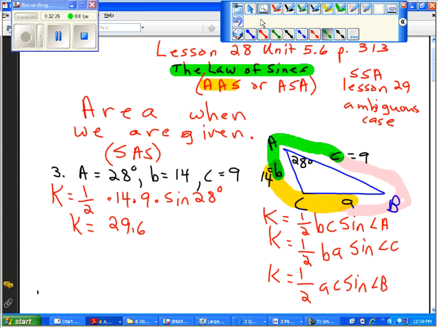That's the area. Now if this was in inches, it would be 29.6 square inches, right? Centimeters, 29.6 square centimeters. We're dealing with the area of the triangle. Any questions on that? So if we're given side angle side and we want area, it's 1/2 the product of the sides times the sine of the angle. All right. Any questions there? All right, let's look at number 4.